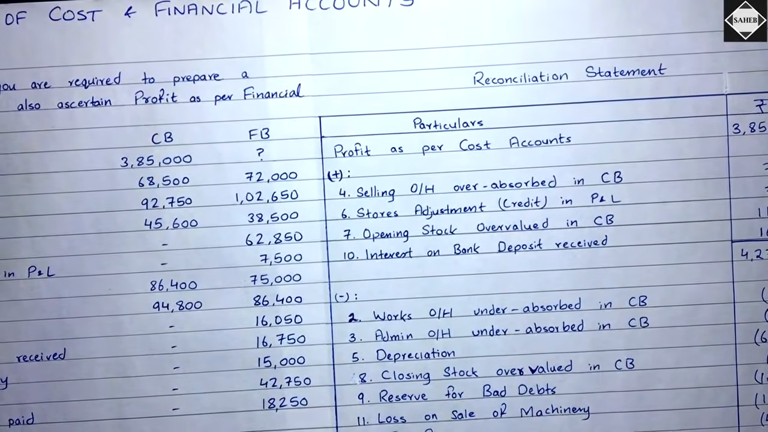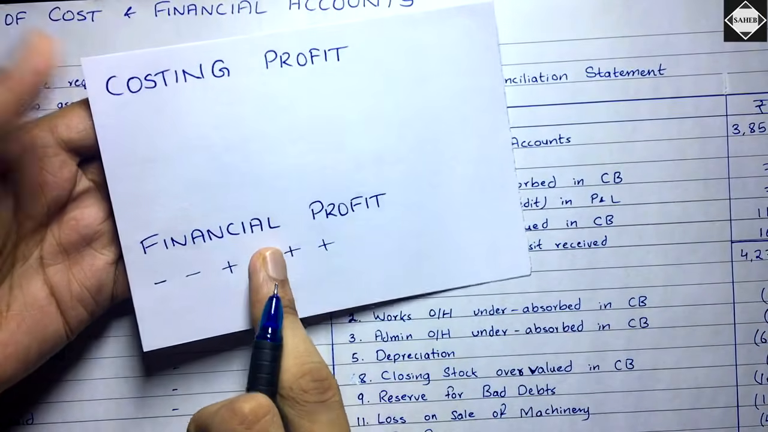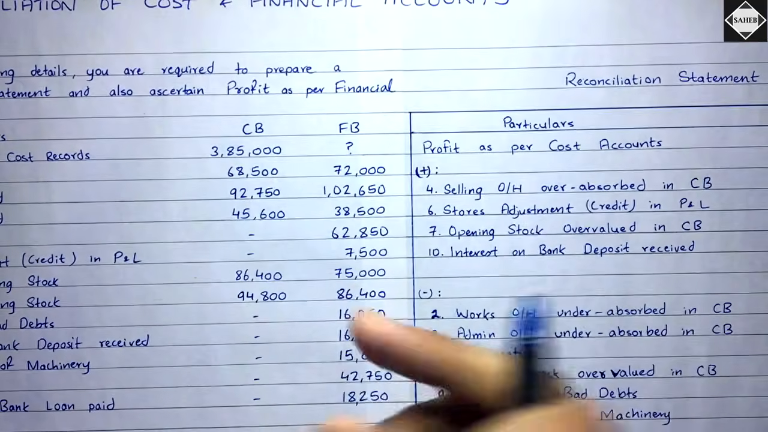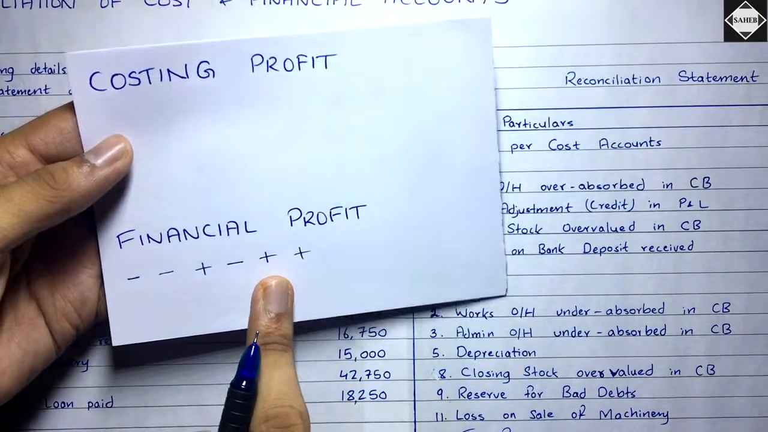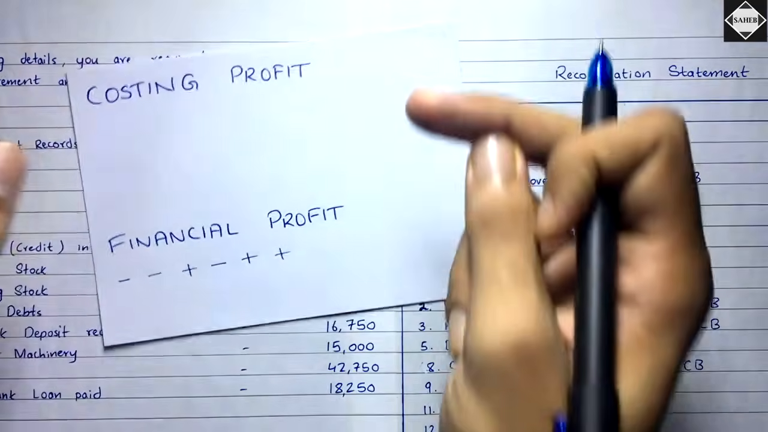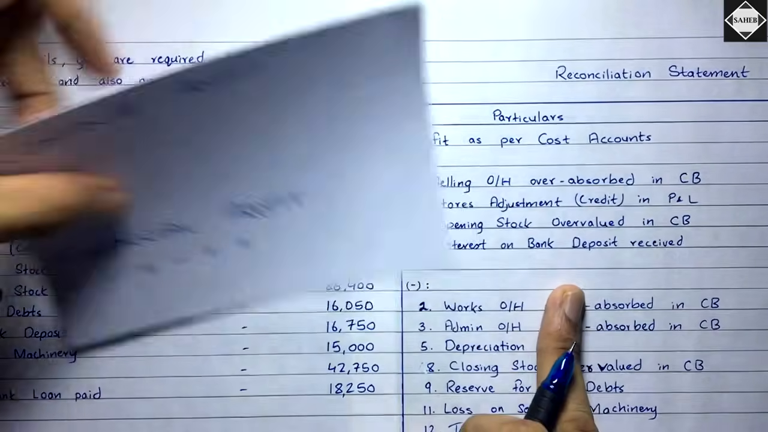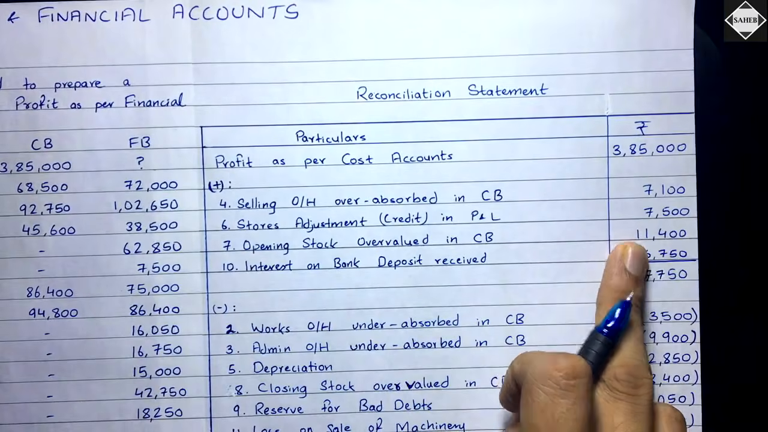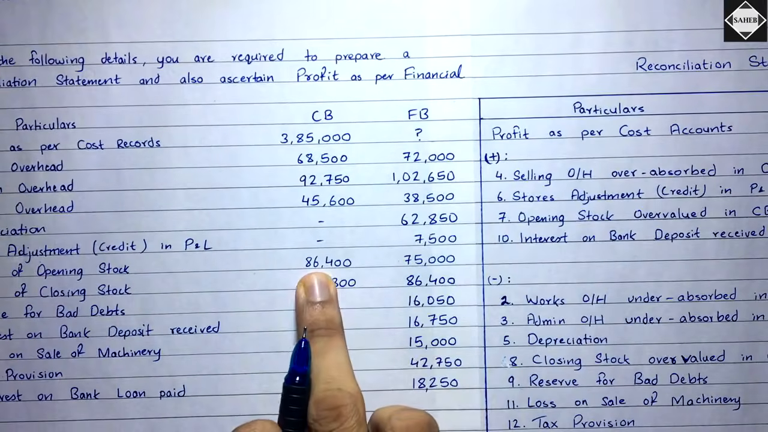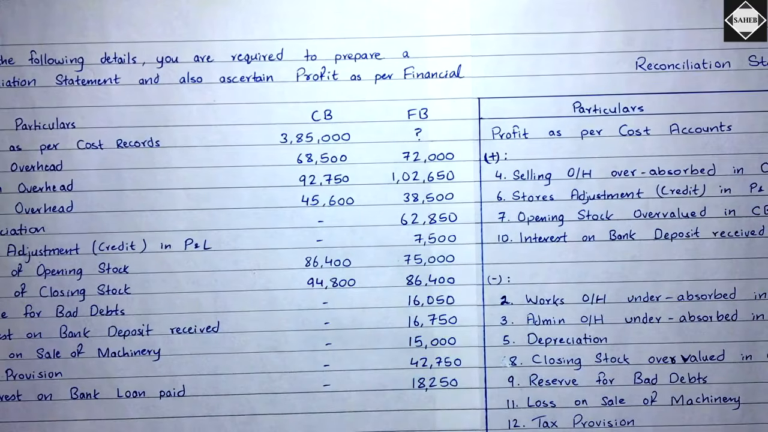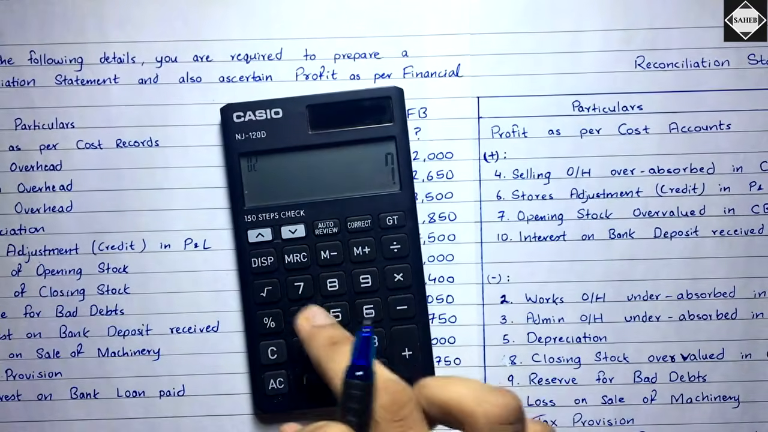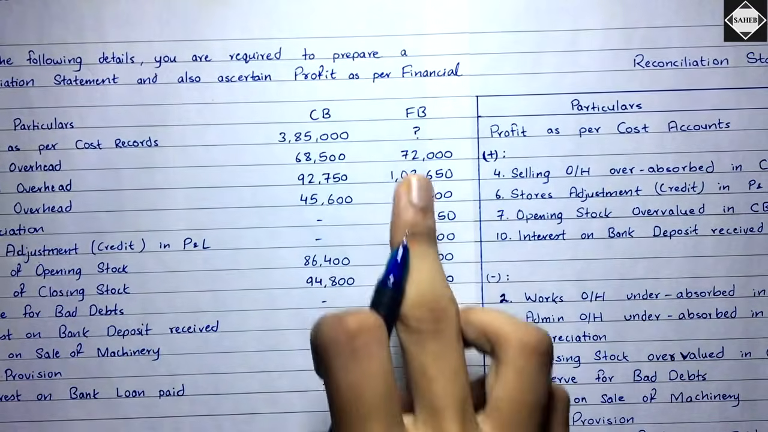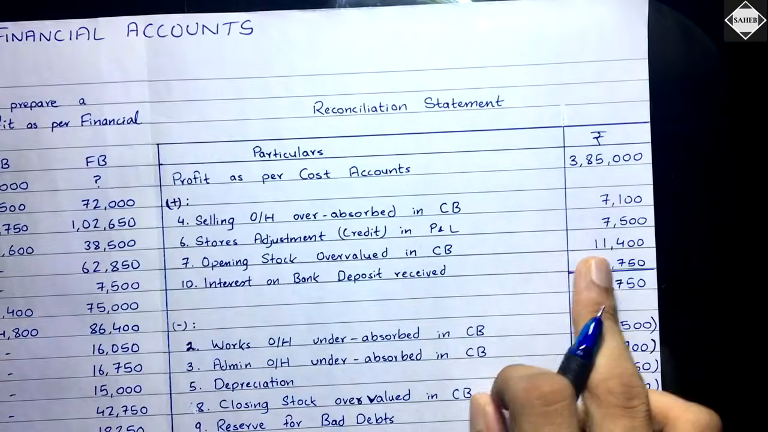But for the calculation, you have to see the impact on financial profit. The 75,000 is recorded less in financial books, expense recorded less, so the effect is positive. Expense recorded less, profit is more, so we add that transaction: opening stock overvalued in costing books, 11,400. Why 11,400? You take the difference: 86,400 minus 75,000 is 11,400. That's the difference between the financial books and the costing books.